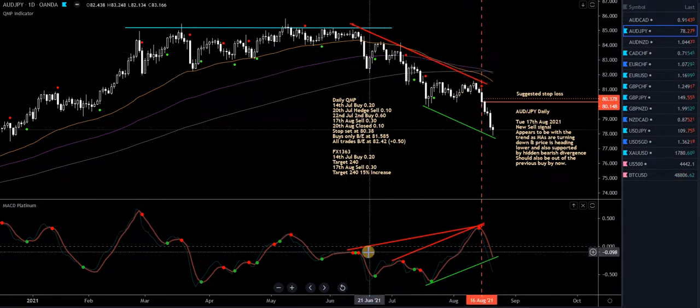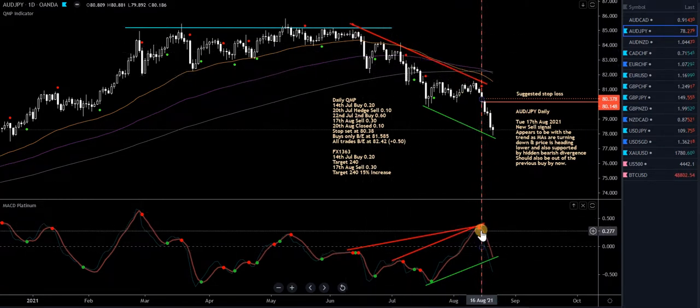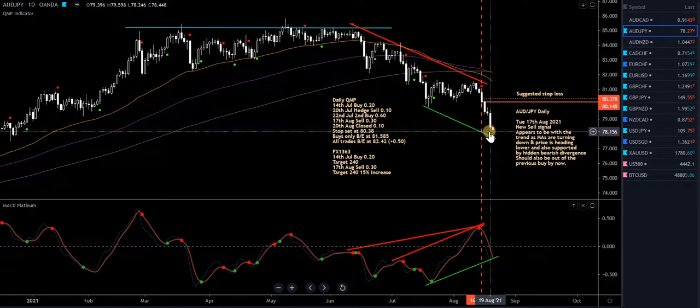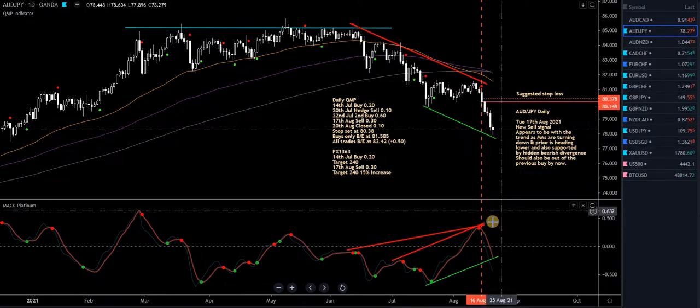It's hidden bearish divergence. MACD Platinum is above the zero level. As soon as this orange line goes through the zero level, which was on this big bearish candle on Thursday, I'm closing half my trade and tightening up my trade, bringing my stop in tighter. So I'm locking in some profit there, and that's all that is.